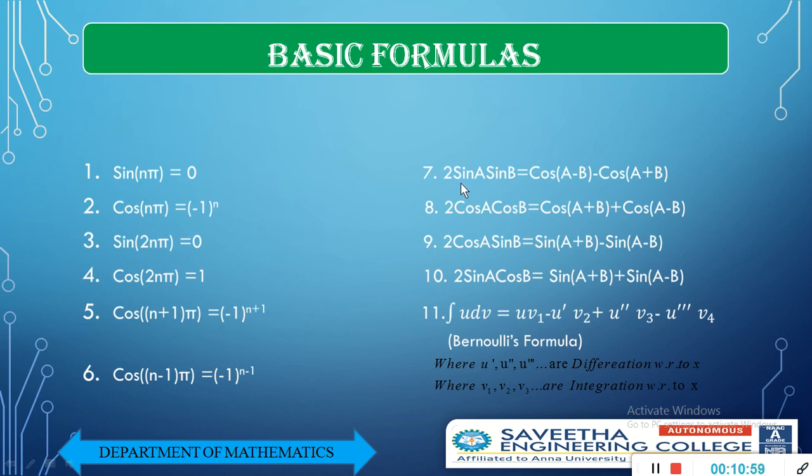So next, trigonometric formula. What is sin A sin B? It is 1 by 2 times cos of A minus B minus cos of A plus B. So this 2 comes here. That is the original formula, or we can write 2 sin A sin B, which is also right.